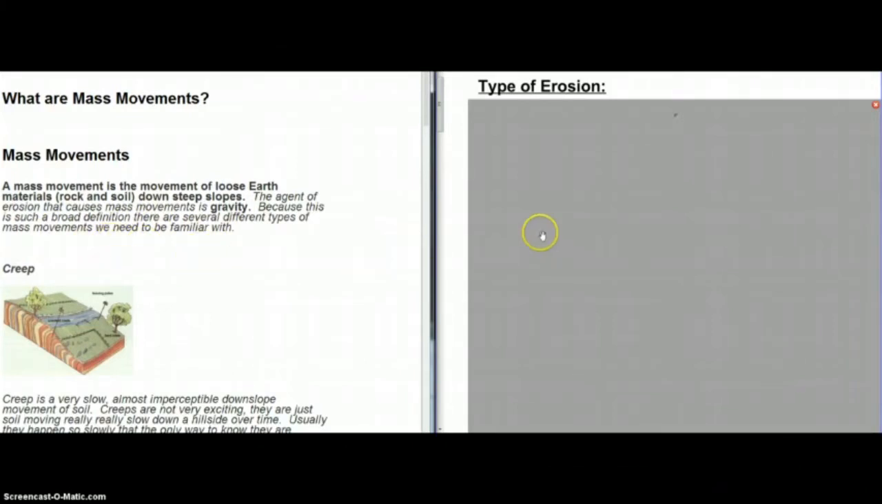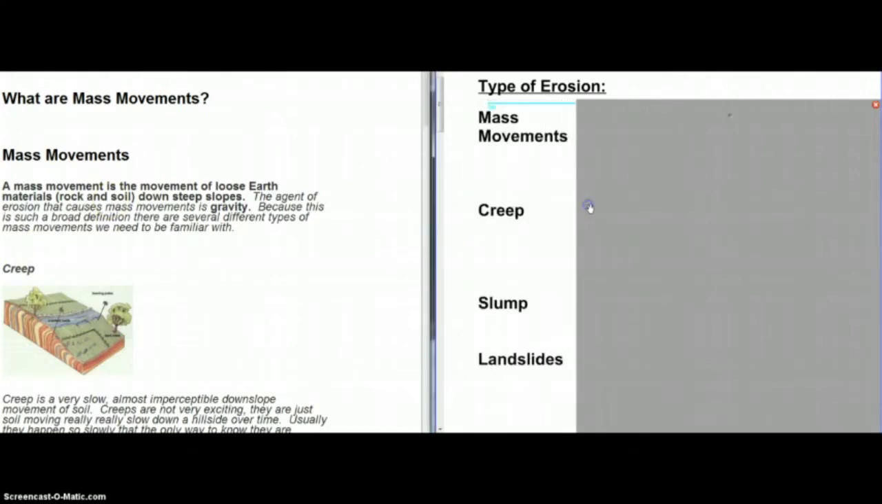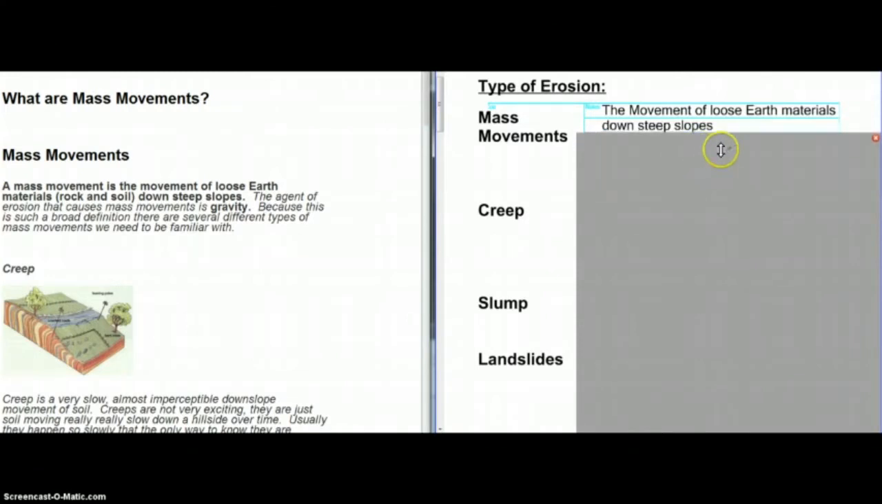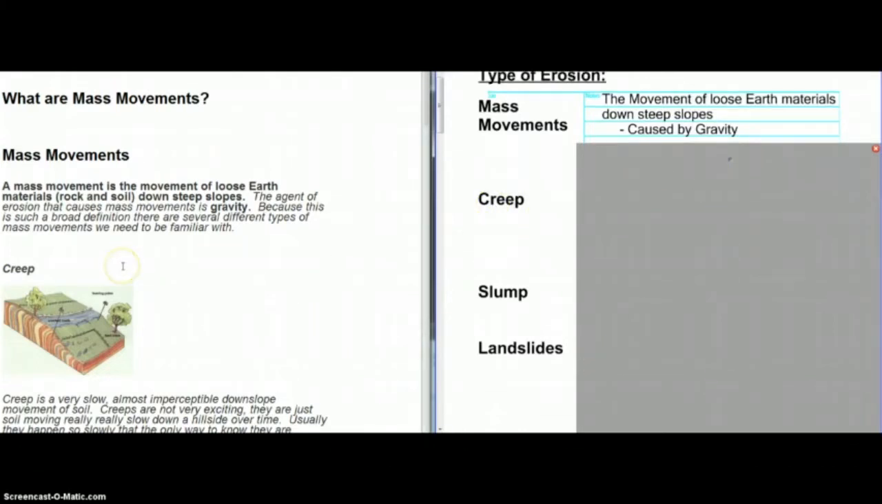The first one is called creep. Okay, so we'll start off with mass movement in the notes. Mass movement, the movement of loose rock and materials down steep slopes, and it's caused by gravity. Now, creep.